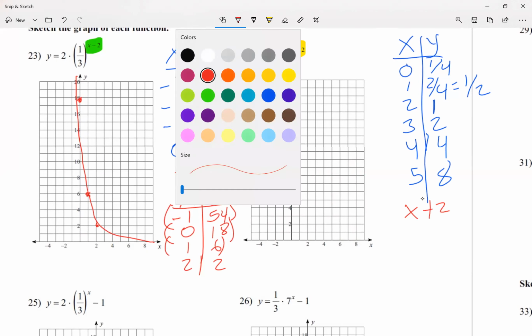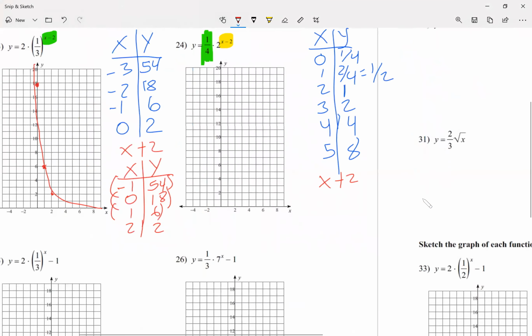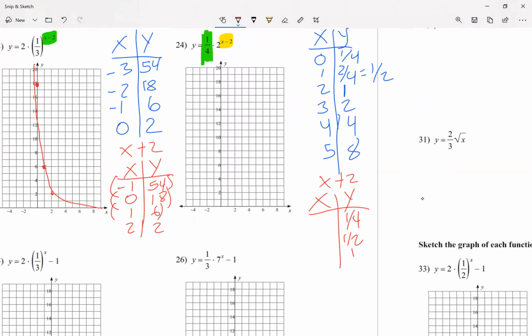So coming out with my chart here, I'm going to come up with the tables of x and y values. I'm not going to do anything to my y values. So they are 1/4, 1/2, 1, 2, 4, and 8. So I'm not doing anything to my y values, only my x values. I'm adding 2 to each of them. So my values are 2, 3, 4, 5, 6, and 7.